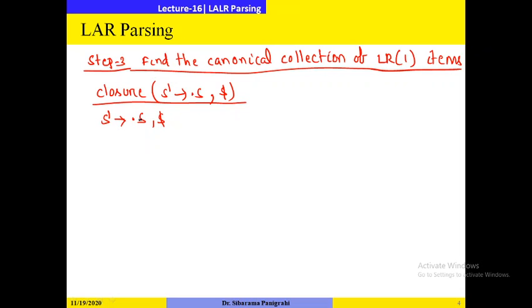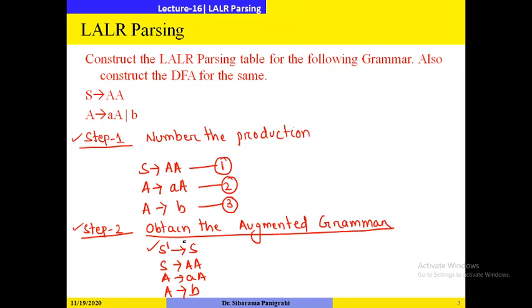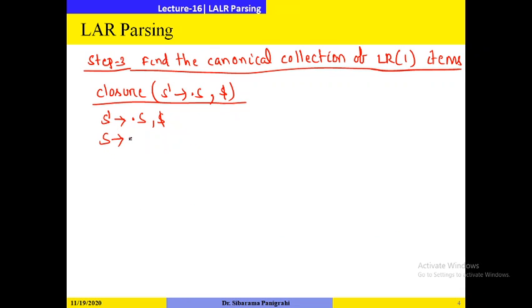Dot S means we have to add all the productions of S. What are the productions of S? S gives AA. So S gives dot AA. What look ahead symbol will I keep here? You see, I have written this production because I have got a dot S here. So here I need to compare it with alpha dot B beta comma a. Then here I will keep the first of beta a. So what is the first of beta a?